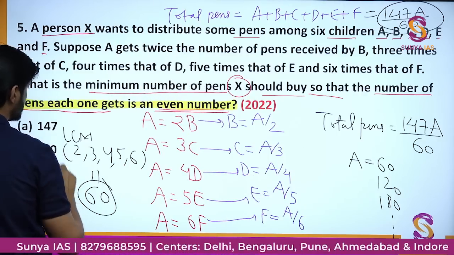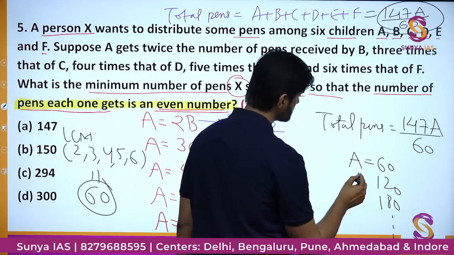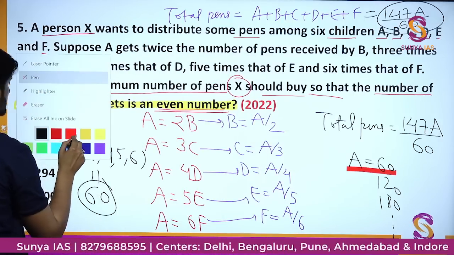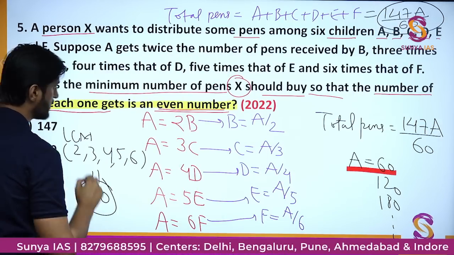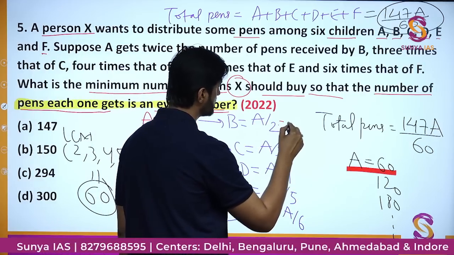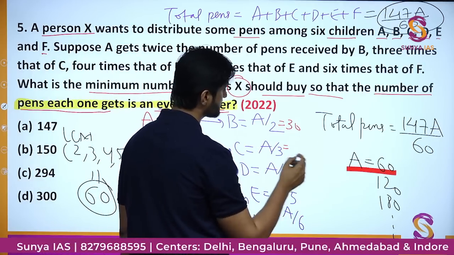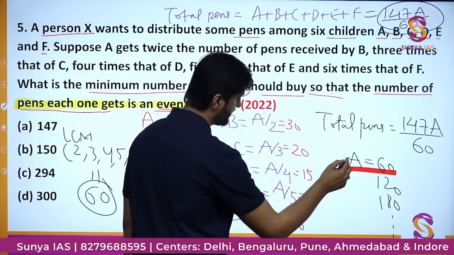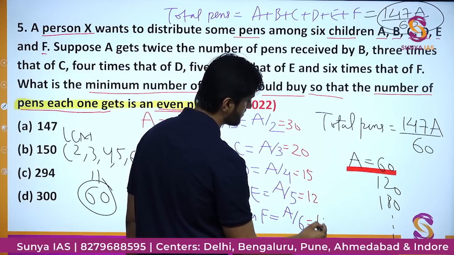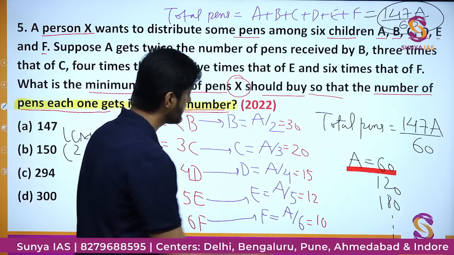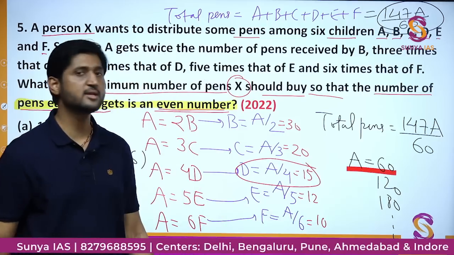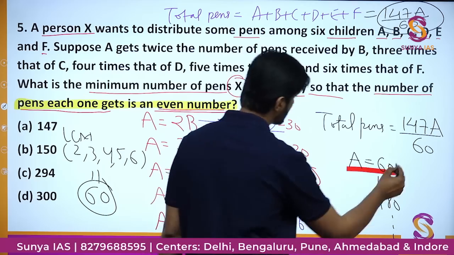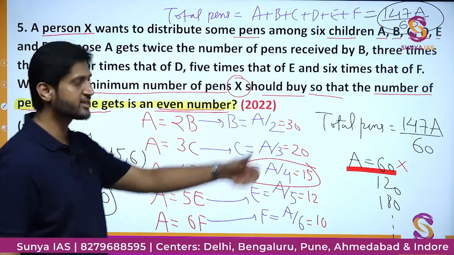Suppose A is getting 60 pens, what is going to be the number of pens actually got by B? B will get 60 by 2, that is 30 pens. C will get 60 by 3, that is 20 pens. D will get 60 by 4, that is 15 pens. He will get 12 pens and he will get 10 pens. So out of these, all are getting an even number except D, who is getting 15 pens. So obviously the value of A cannot be equal to 60. Now we'll try with another value.